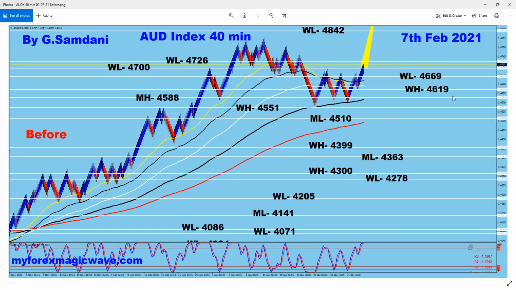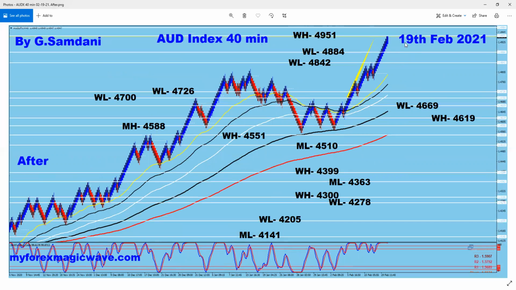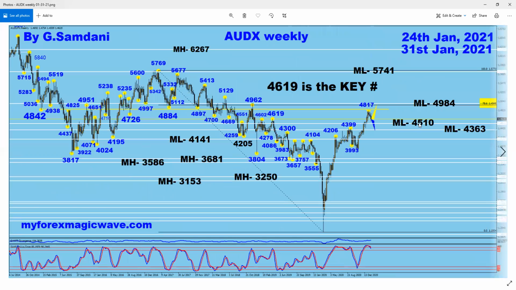But what happened to this chart? Aussie index, it went up here. I said, well, we still have to go up a little bit more. And then finally, this is on the 15th. And you see this one on the 19th, I recorded. That was my target, 49.51. Let's take a look at the weekly chart of this one. How far are we supposed to go? Here's the weekly chart I made on the 24th first, and then the 31st, right?